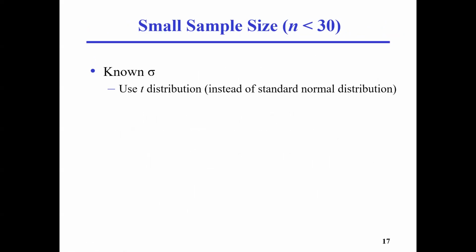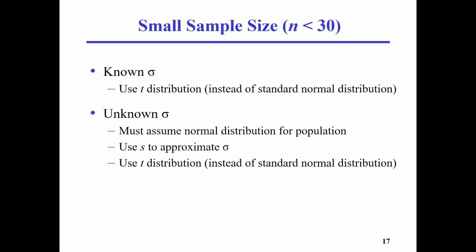Okay, so more ifs. What if we know the standard deviation of the population, but the sample size is not good enough? The sample size is smaller than 30. Then we need to use something called the t distribution instead of a standard normal distribution. Another if: the sample size is still smaller than 30, and what's worse, we do not even know the standard deviation of the population. Now we have to assume one more thing. We need to assume that the population follows a normal distribution. And then we use S to approximate sigma. This is what we did before when we did not know sigma, right?